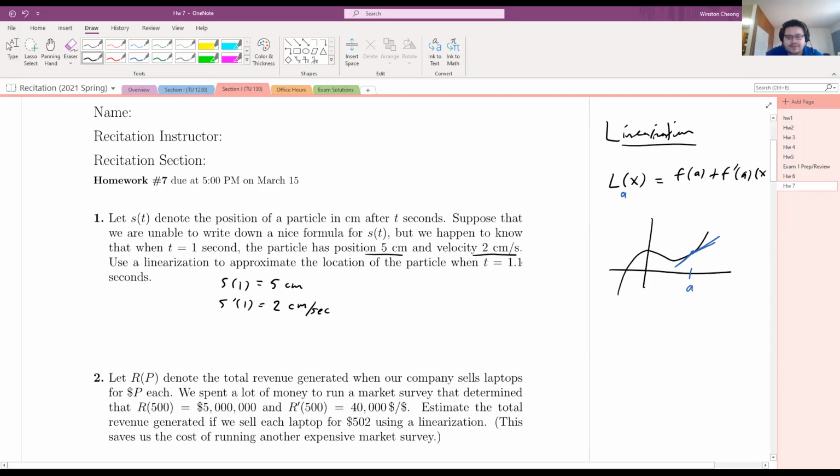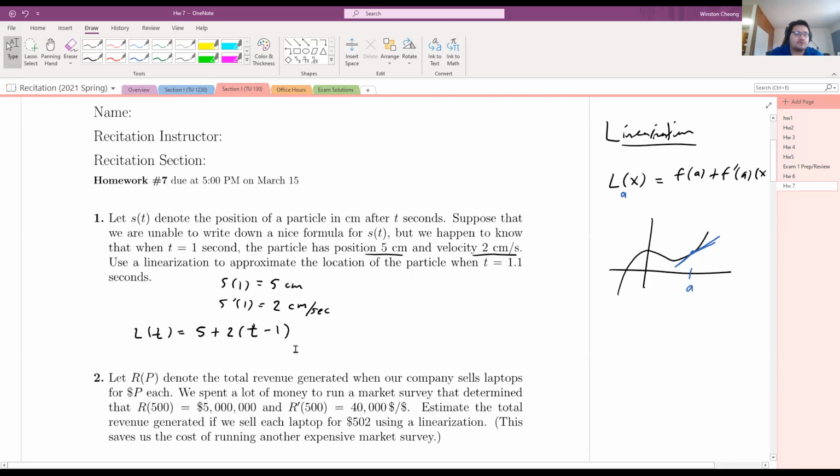And then the problem asks us to use the linear approximation at t equal to 1.1. So let's construct that linear approximation. We have s of 1, which is 5, plus s prime of 1, which is 2, times t minus 1. I'm using t just because normally you would say x, but because we are thinking of t as being some time input, t makes sense as a variable name. And we have t minus 1 because we're centering at 1.